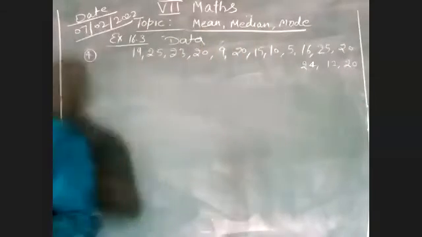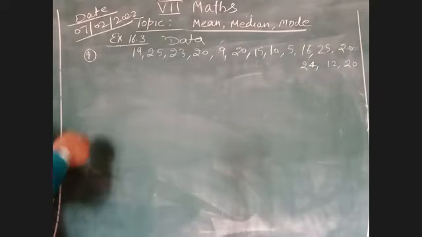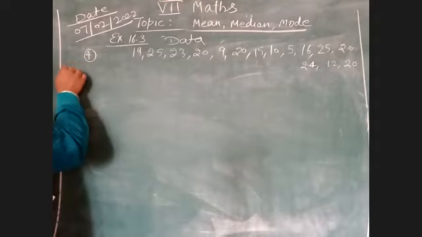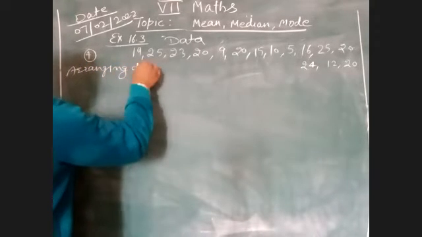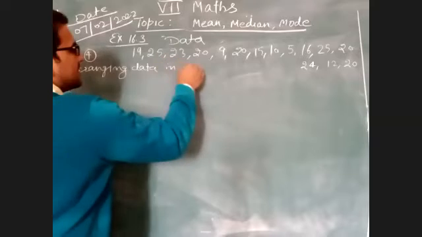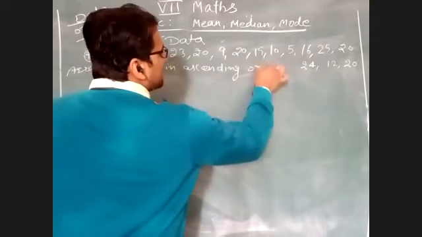So first of all, we have to arrange this data in ascending order, and then we have to find the mode and median of the data. So, arranging the data in ascending order.